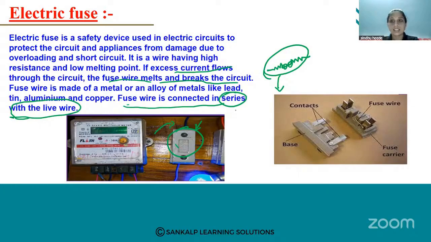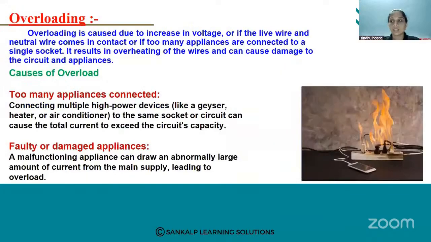It is connected in series with the other components and it is mainly connected in a live wire. Live wire ಜೊತೆ ಕನೆಕ್ಟ್ ಆಗಿರುತ್ತೆ. This is also important. Next, another important concept is overloading. In your exams they ask, write the definition of overloading or write the causes of overload ಅಂತ ಕೇಳ್ತಾರೆ. So what is this overloading? Overloading is caused due to increase in voltage or if the live wire and neutral wire come in contact.